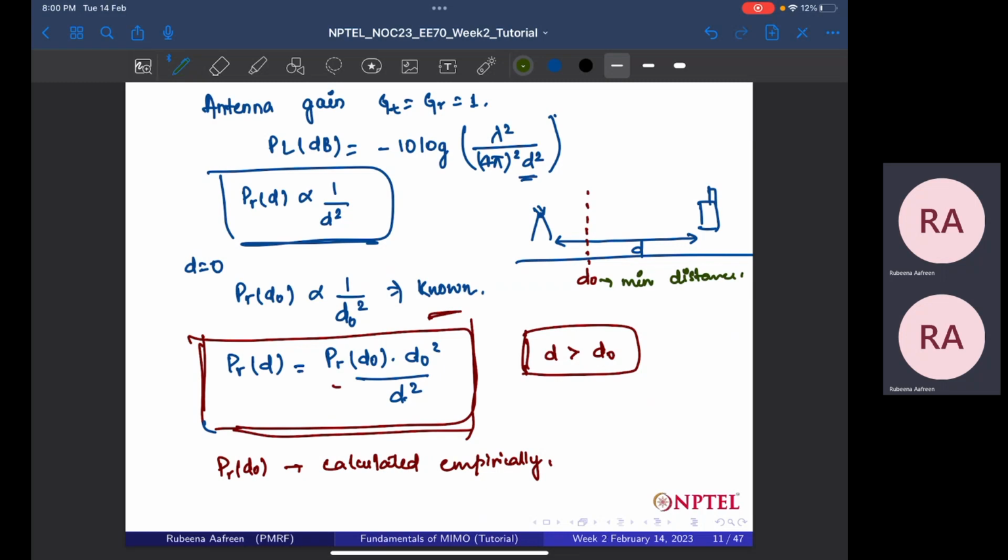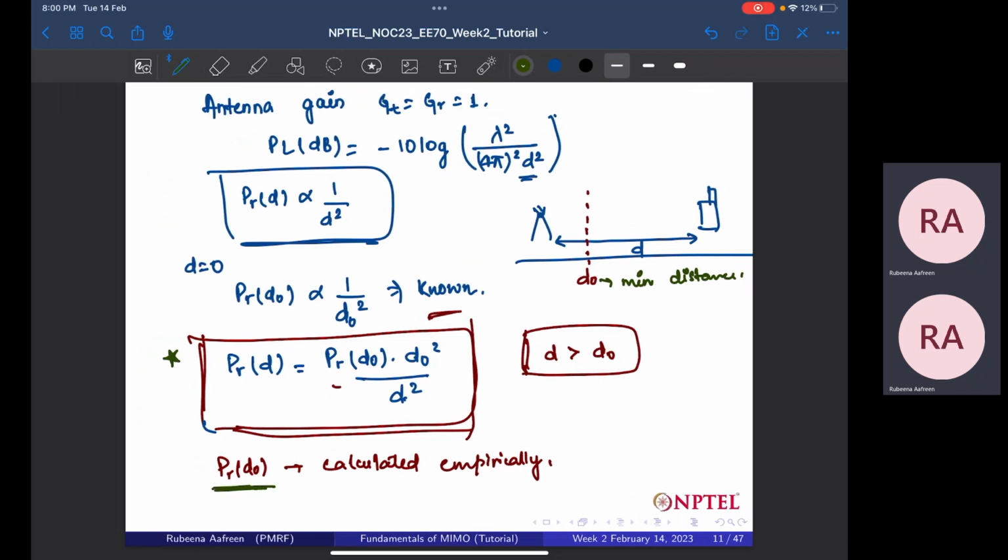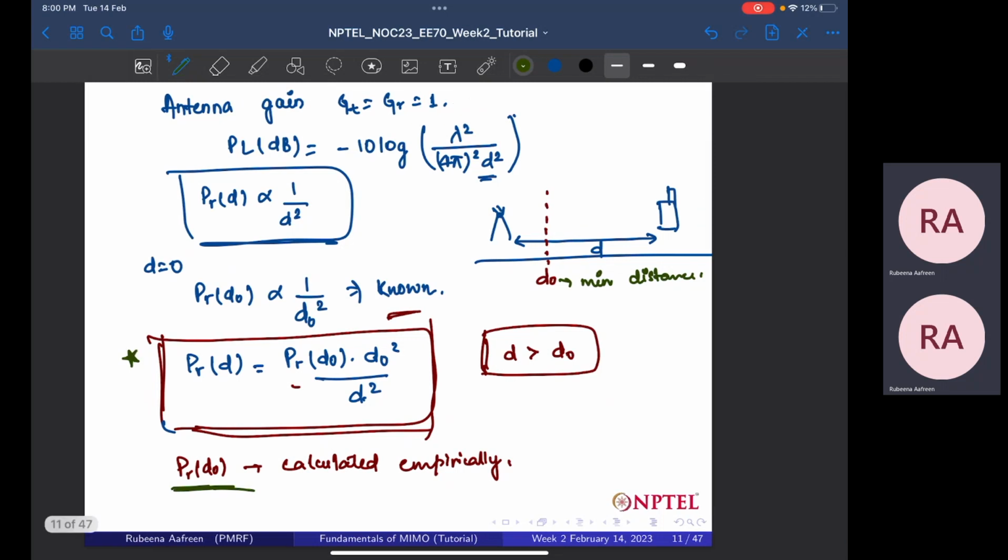Then if we know the power received at the distance d naught, then by simple scaling we can find the power at any distance d. And this is calculated empirically, so we need not worry about it. This will always be given in the questions.